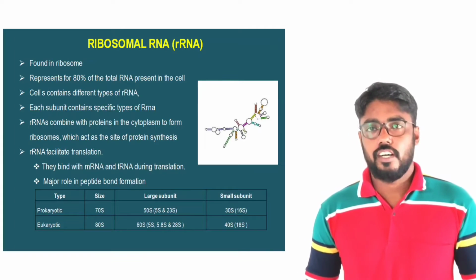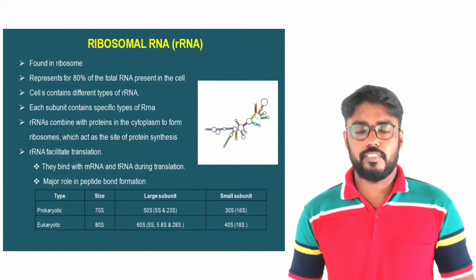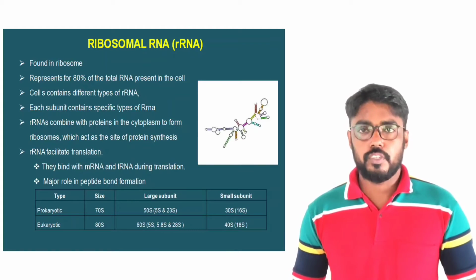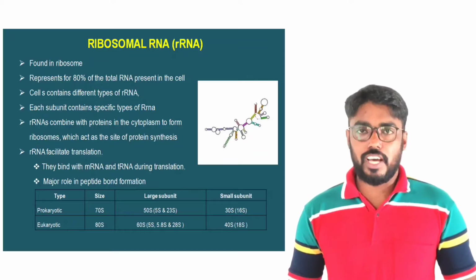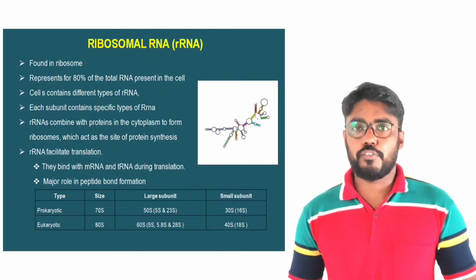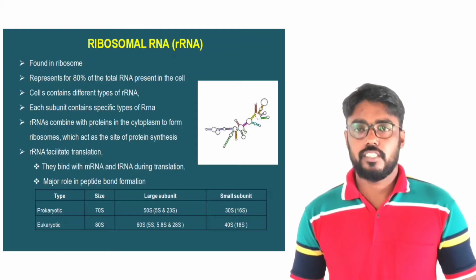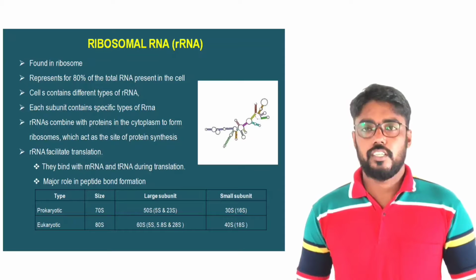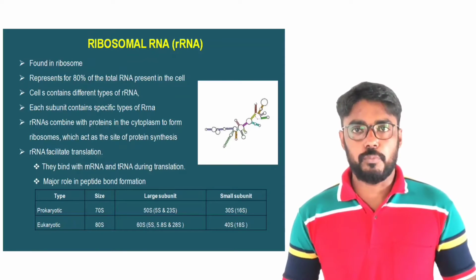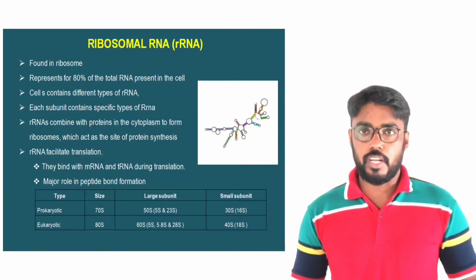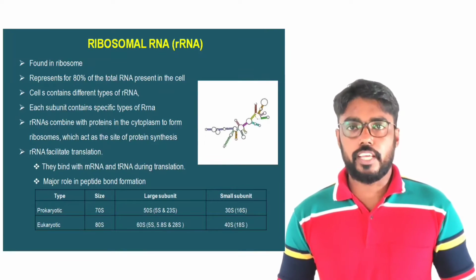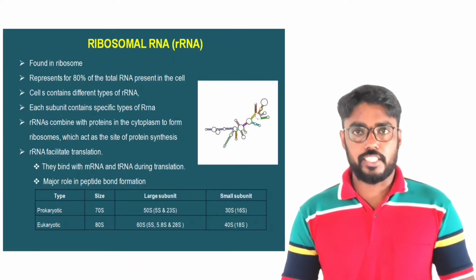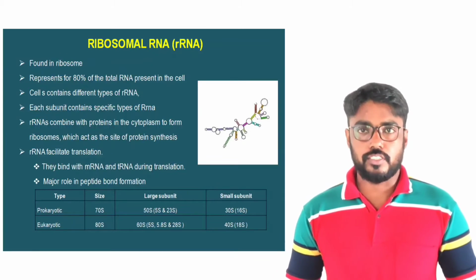Next we can see rRNA or ribosomal RNA. This ribosomal RNA is mainly found in the ribosome, and it represents about 80% of total cellular RNA, and the cells contain different types of ribosomal RNA, and each subunit of the ribosome has a specific type of ribosomal RNA. Ribosomal RNA combines with protein to form the ribosome, and it acts as a site for protein synthesis.